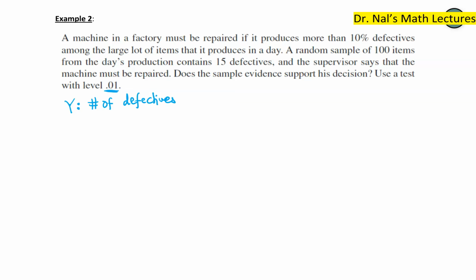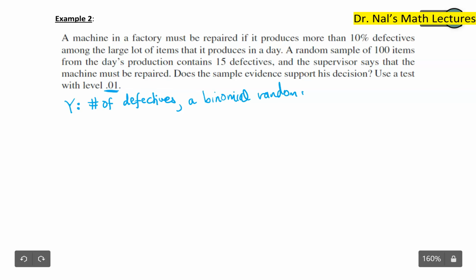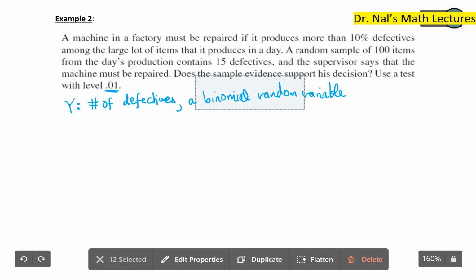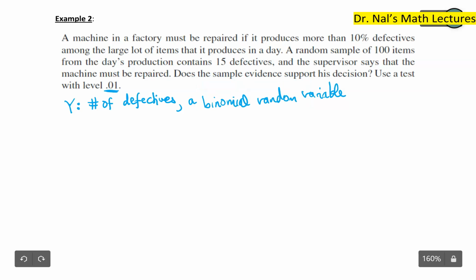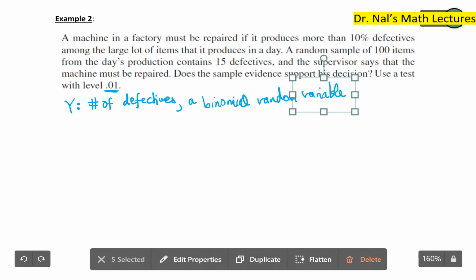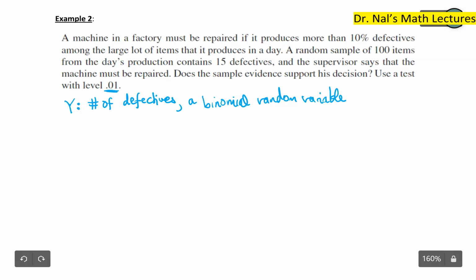Obviously, Y is a binomial random variable. We have looked at binomial random variables previously, so you can check your notes from our previous lectures if you want to. So we have a binomial variable, and p will denote the probability of success, in that case, success being defective.